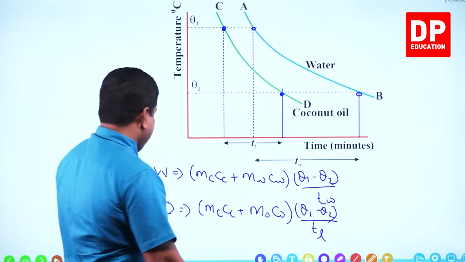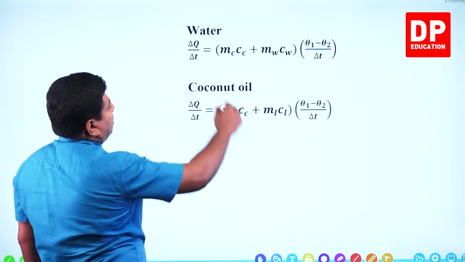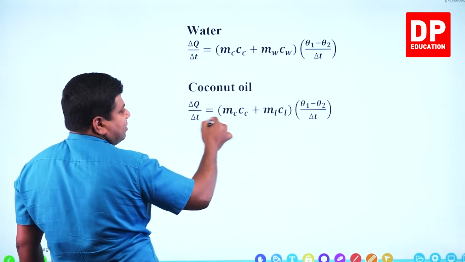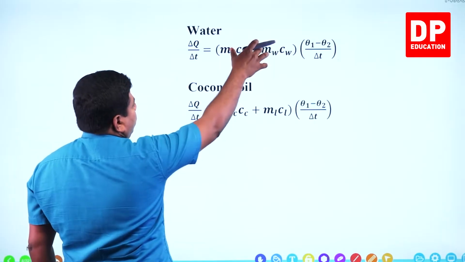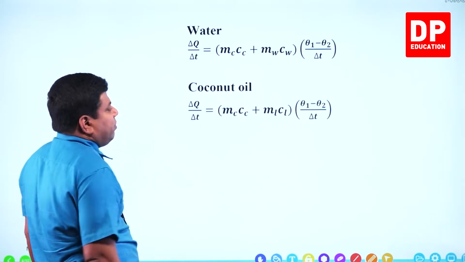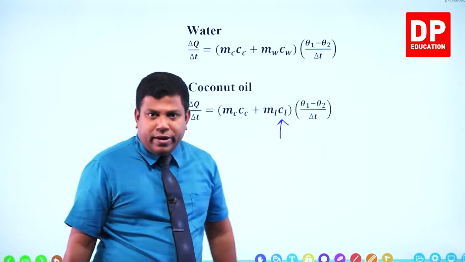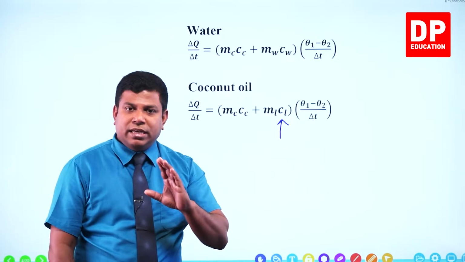Clear? See again. Water, this is the heat loss rate. Coconut oil, this is the heat loss rate. You equate both of them. We can find Co. Right, this is what the concept is.